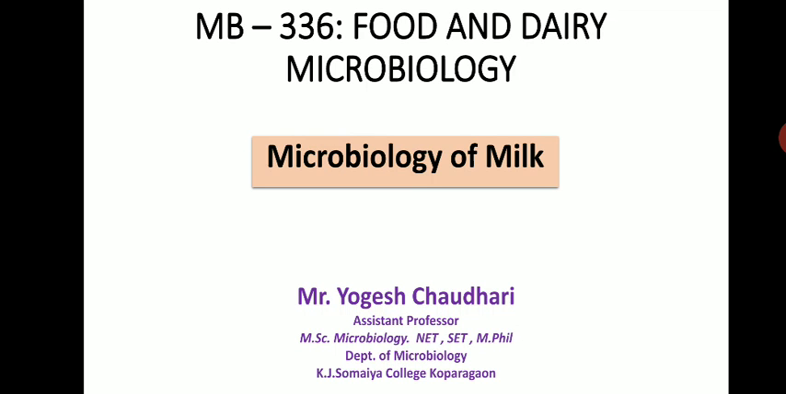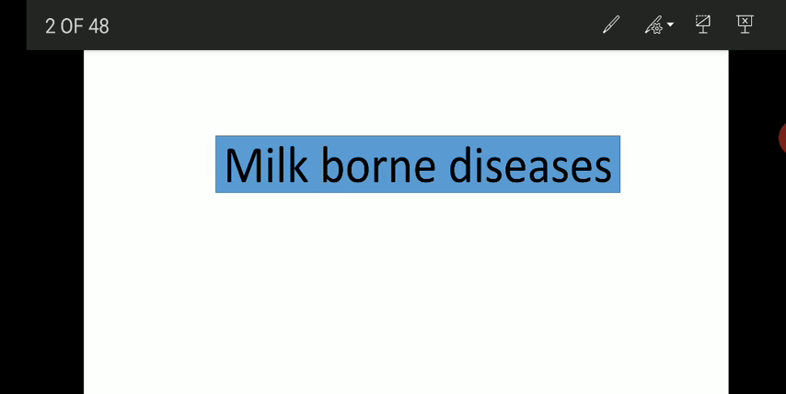There are different types of sources, and we'll see how to control the spoilage of milk and milk related products. So basically this unit deals with microbial spoilage, as well as diseases caused by different types of microbes present in milk. So we'll see milk-borne diseases.